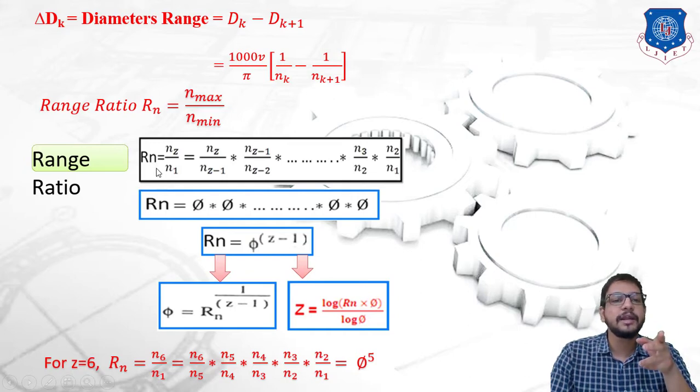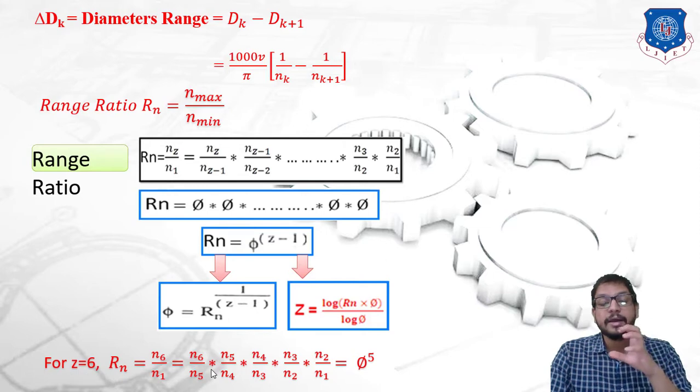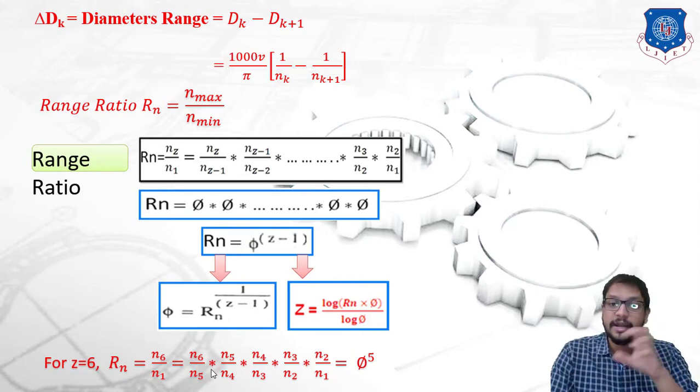So we can say that range ratio Rn, as you can see, is Nz upon N1. Now can I say that this can be written as Nz upon Nz minus 1, into Nz minus 1 upon Nz minus 2, and so on, N3 upon N2, into N2 upon N1. If you have a confusion, I am taking a simple example. At the bottom of your screen you can see I have taken z equal to 6, which indicates a 6 speed gearbox. Now we can write the range ratio for this 6 speed gearbox, that is Rn is equal to N6 by N1, right? Now what I am going to do is multiply and divide by the successive intermediate speeds which are available. So you can see N6 by N5 into N5 by N4 into N4 by N3 into N3 by N2 into N2 by N1. So finally what I have got is N6 by N1, that is the range ratio.